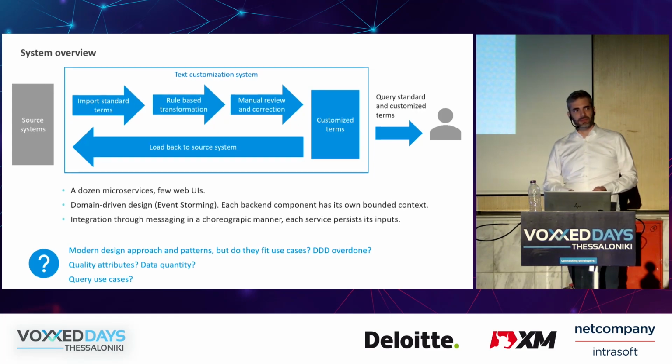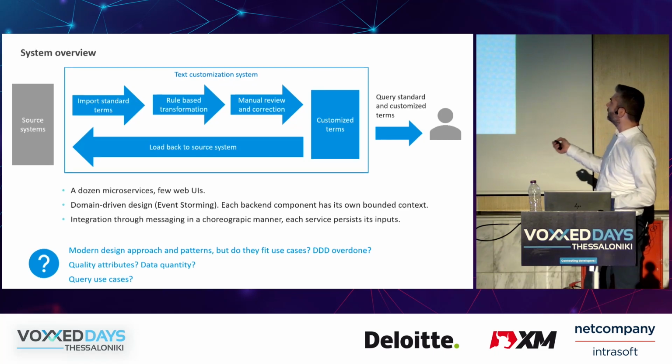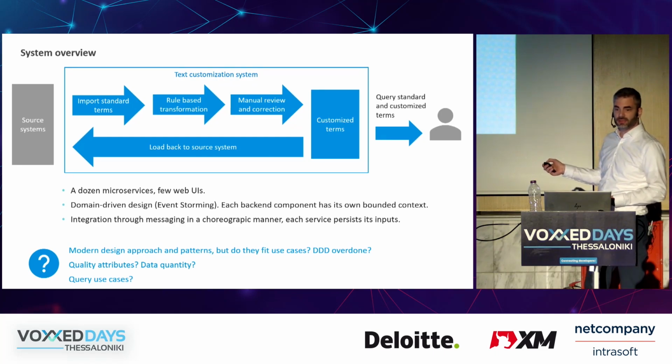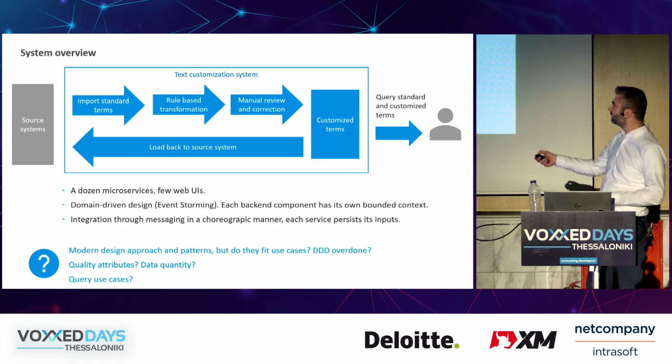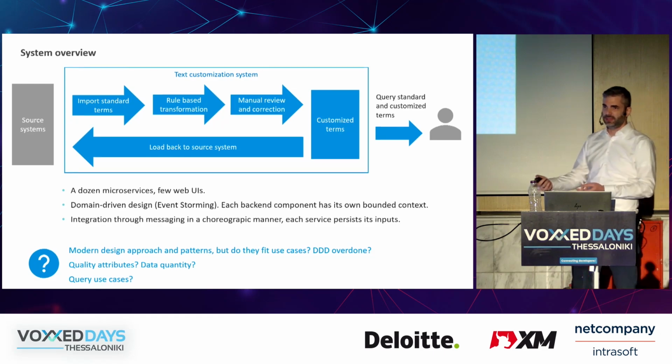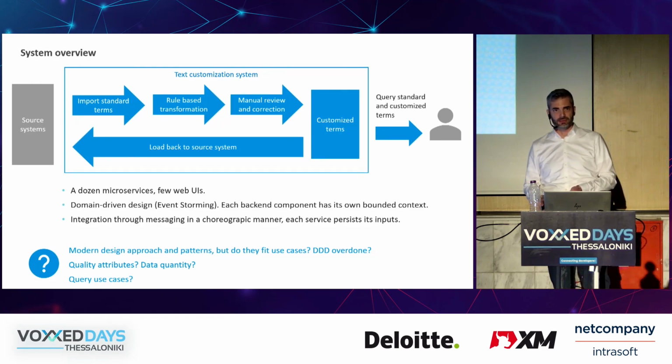So I needed to come up with some high-level understanding. This is a very high-level view of the system and what it does. On the left side, you can see source systems. These are the systems which have the texts in the UI that need to be customized.